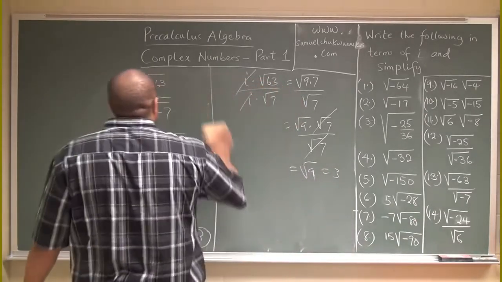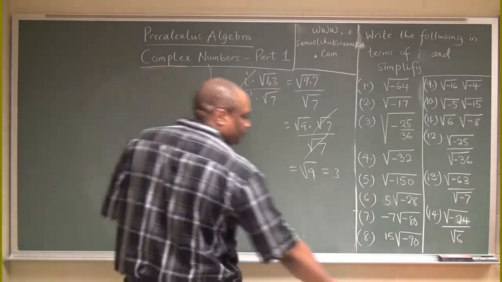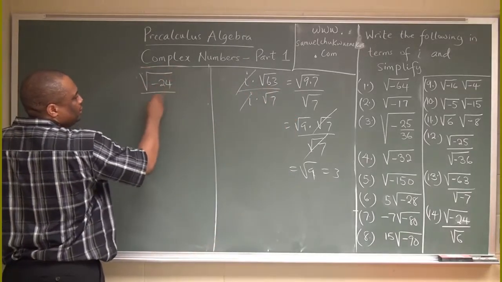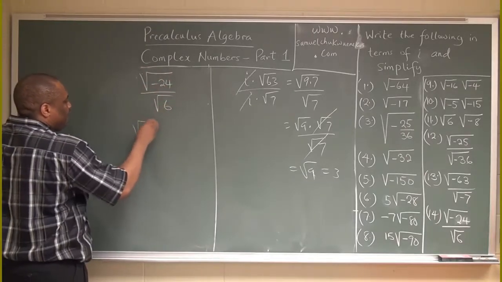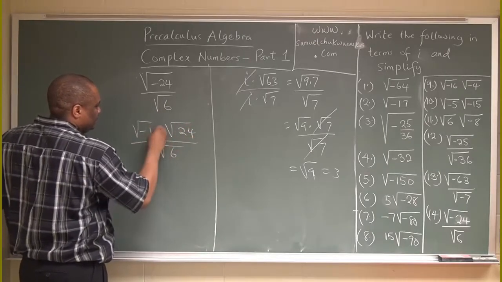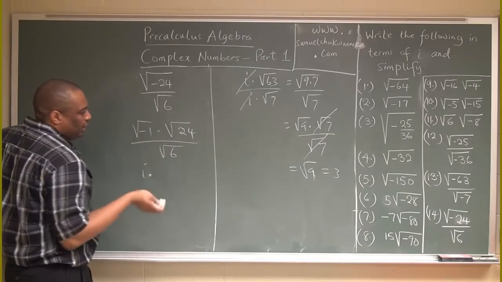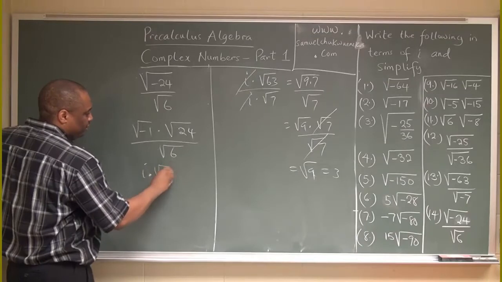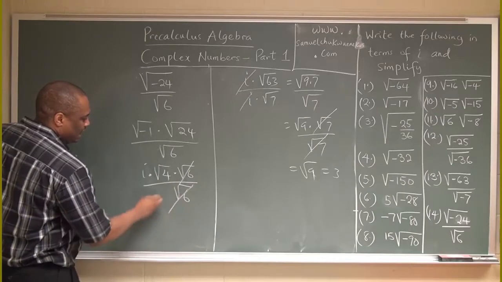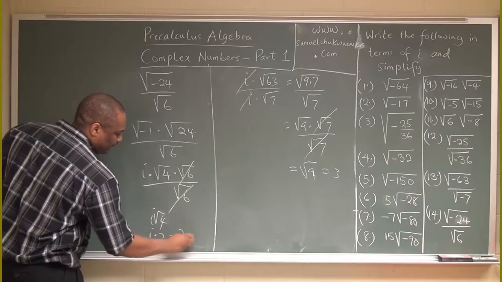Okay, the last question is square root of negative 24 over square root of 6. So this means square root of negative 1 times square root of 24 all over square root of 6. So you can do I times, if you want, square root of 4 times square root of 6 over square root of 6, and then you cancel this, and it will be I square root of 4, which is I times 2, which is 2I.